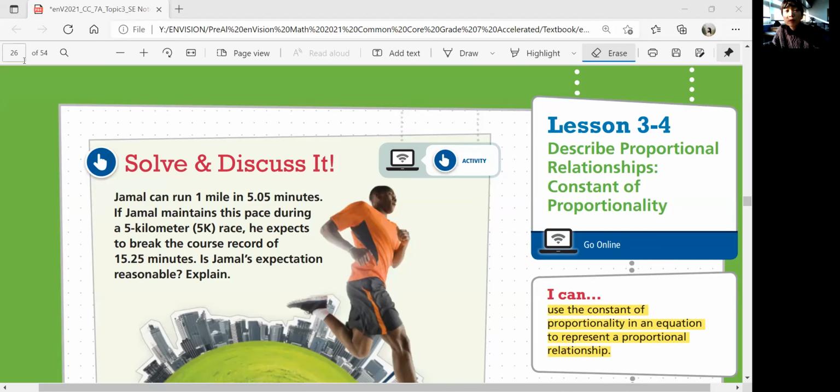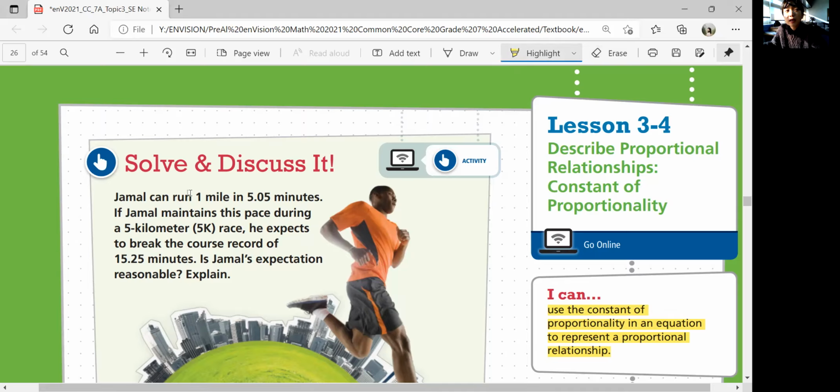So we'll be able to use the constant of proportionality in an equation to represent a proportional relationship. And we'll use equations to solve problems involving proportional relationships. Let's look at the solve and discuss it. Jamal can run 1 mile in 5.05 minutes. If Jamal maintains this pace during a 5-kilometer race, he expects to break the course record of 15.25 minutes. Is Jamal's expectation reasonable? Explain.